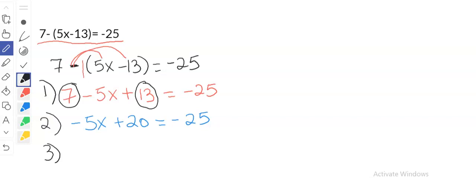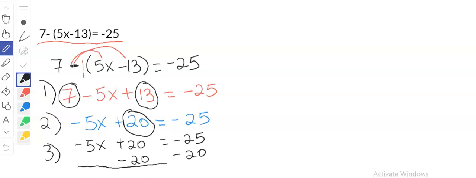I need to move this 20 to this side. And to do that, I'll have to subtract this 20 so that I can move it here. Okay? So I'll rewrite that here. Negative 5x plus 20 equals negative 25. So I'm subtracting the 20 on both sides. Okay? So I'll cross out this 20, and negative 25 minus 20 is simply negative 45. And I'm going to show you what's going on here.